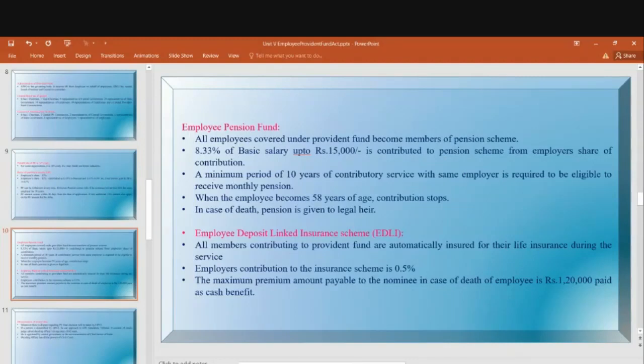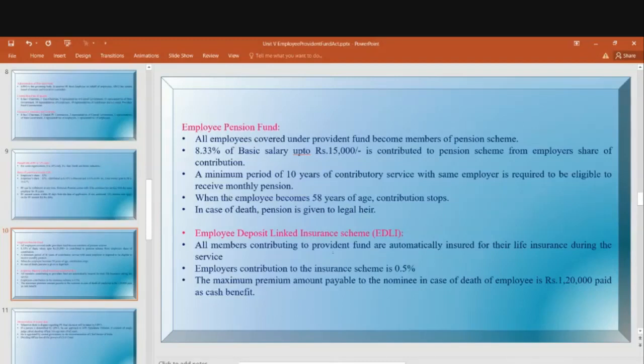And a minimum period of 10 years of contributory service with the same employer is required to be eligible to receive this monthly pension. And when the employee becomes 58 years of age, this contribution stops. And in case of death also, the pension is given to the legal heir. So this is with regard to the Employee Pension Fund.